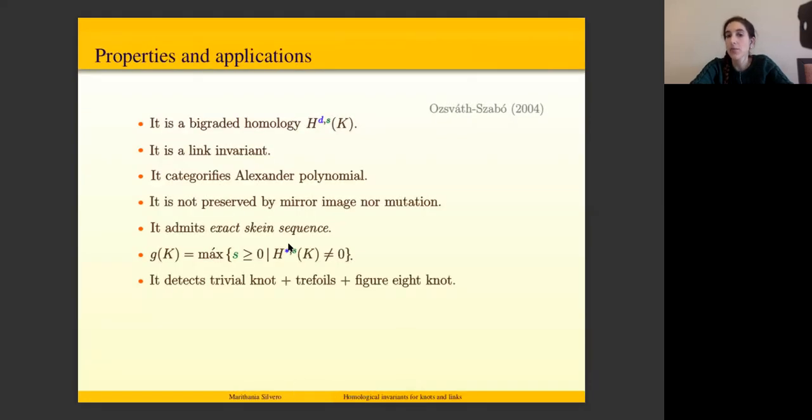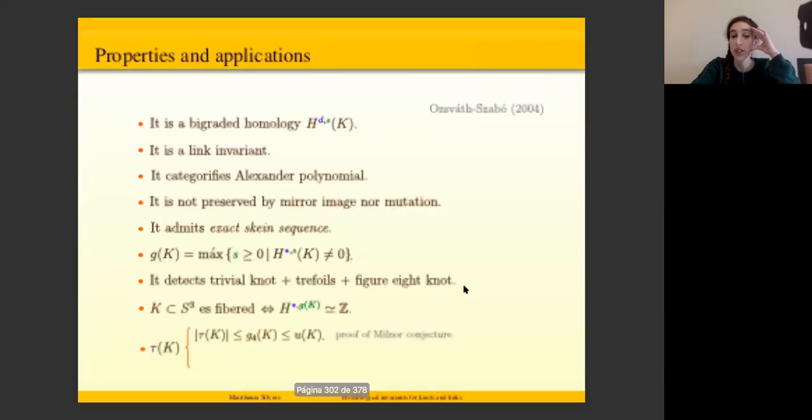It also detects both trefoils, the right-handed trefoil and the left-handed trefoil, and the figure 8 knot. The same as I said before. This means that if you have a knot and its knot Floer homology equals the knot Floer homology of the right-handed trefoil, then this knot is the right-handed trefoil. Okay. It also detects when the knot is fibered; this is an if and only if condition.